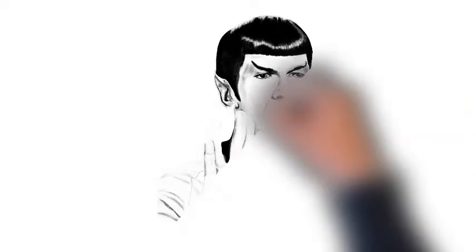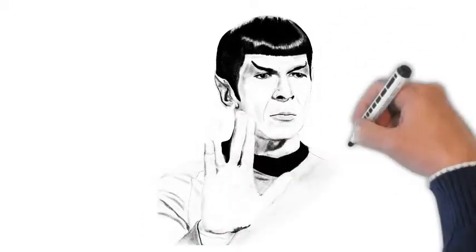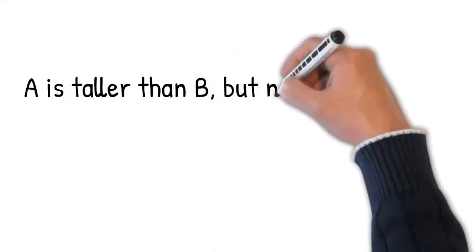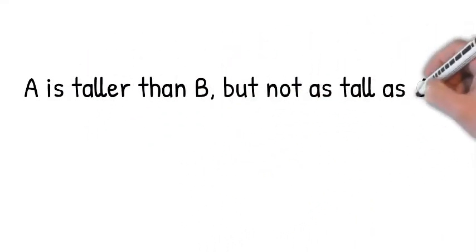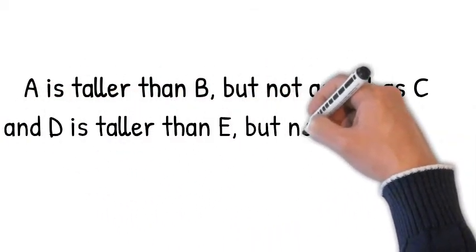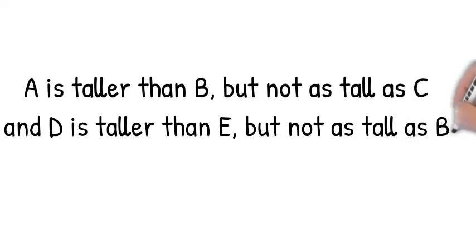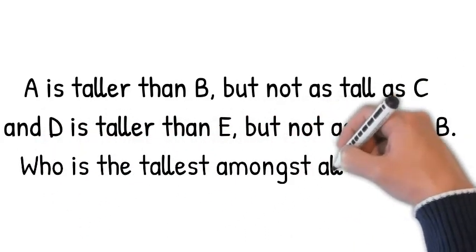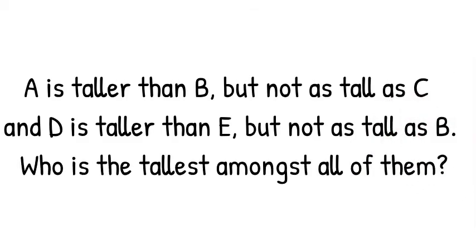There are several experiments that have been used to demonstrate formal operational thought. One has to do with logic. Here is a logic problem for you. A is taller than B, but not as tall as C, and D is taller than E, but not as tall as B. Who is the tallest of all of them? Solving this problem requires manipulating a lot of variables in your mind.